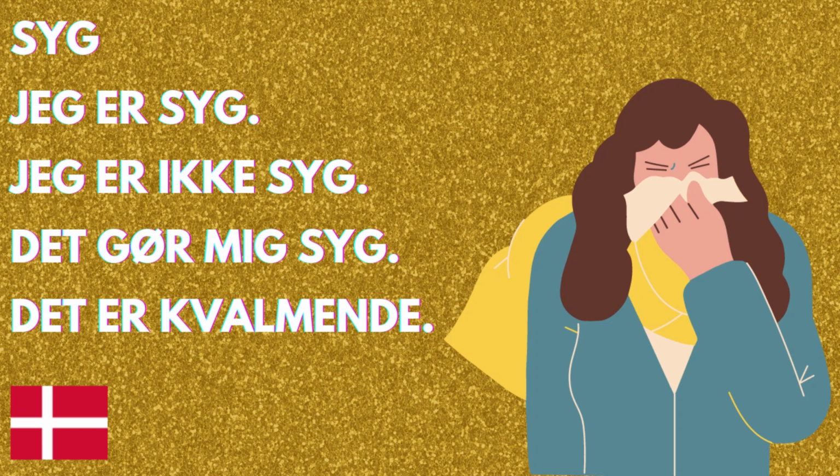Next one. Oh, she's sneezing. Hun nyser. Hun er syg. Syg. I'm sick. Jeg er syg. I'm not sick. Jeg er ikke syg. It makes me sick. Det gør mig syg. And that's not in the way of like, oh, that makes me sick what he did. That's just like, you're sick, you're sneezing. It's sickening, or almost more like nauseating. Det er kvalmende. In Danish, when you feel nauseous, then you have kvalme. Just as a side note.